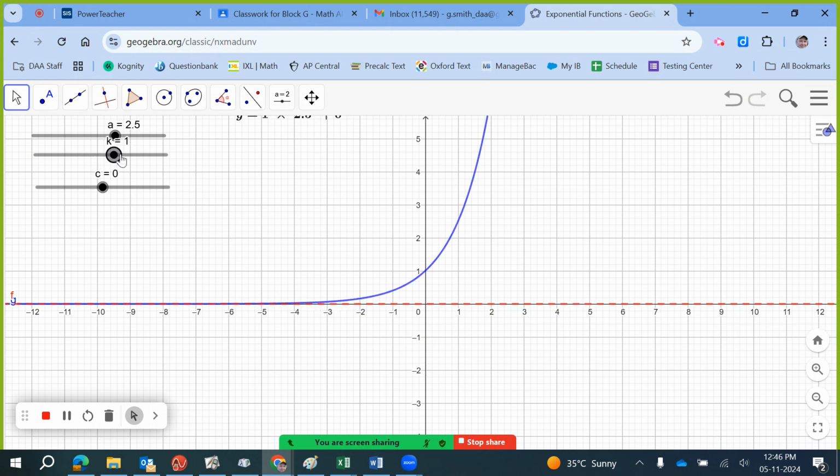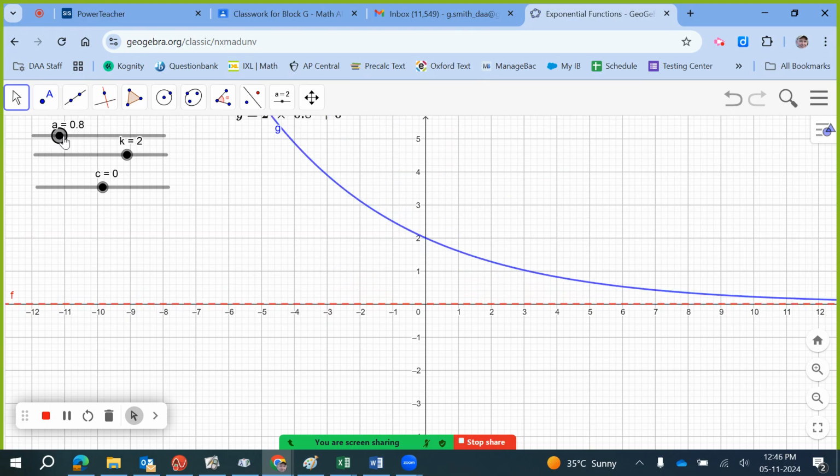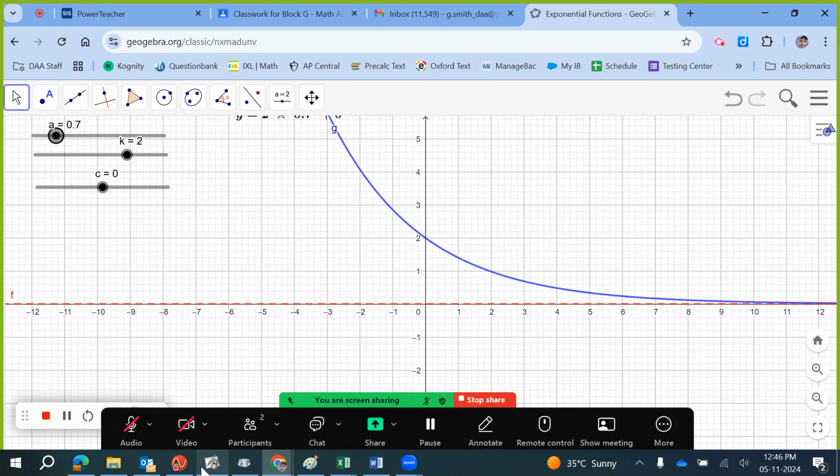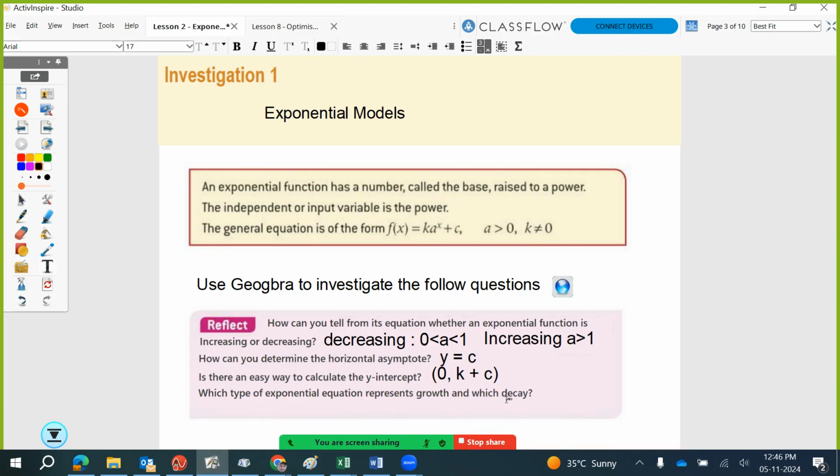Growth and decay is when k is positive. So it's the a value. When a is greater than 1, we get growth. When a is between 0 and 1, we get decay. So these are the values that are the same as increasing and decreasing. Growth and decay is a positive concept.